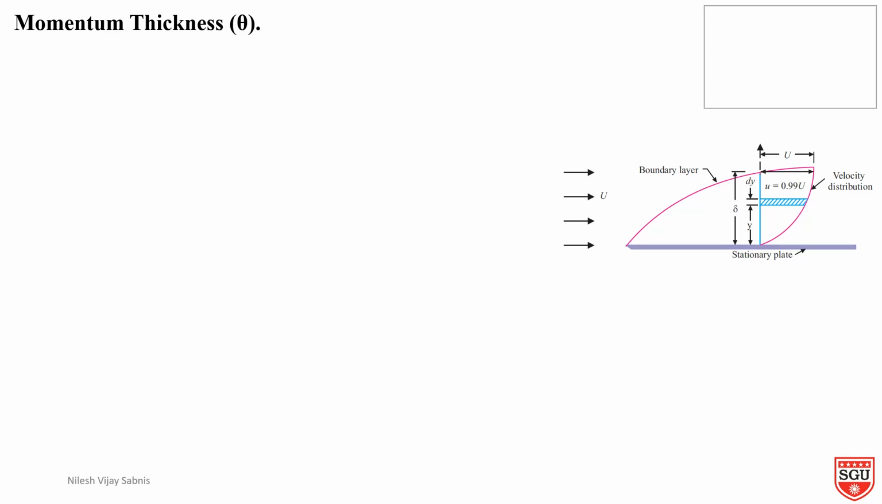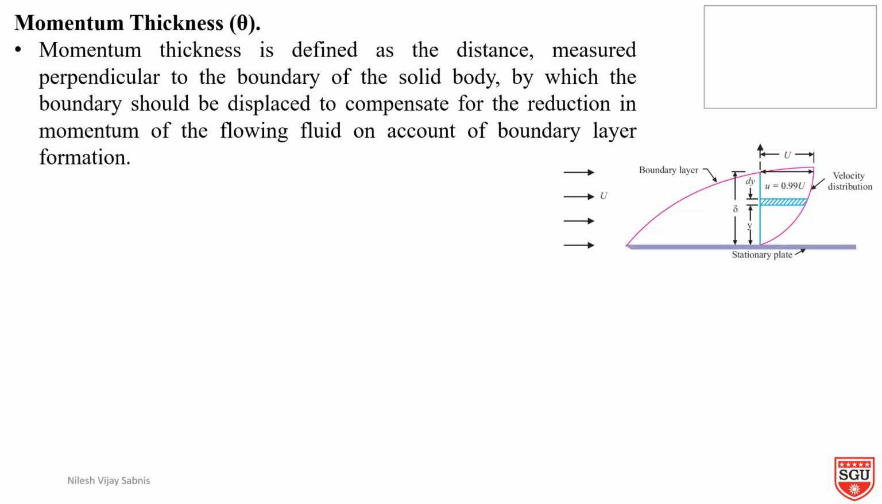In the last lecture we have seen what is meant by displacement thickness. Now let us move forward to the momentum thickness. Let's have the definition. Momentum thickness is defined as the distance measured perpendicular to the boundary of a body by which the boundary should be displaced to compensate for the reduction in the momentum of flowing fluid on account of boundary layer formation.